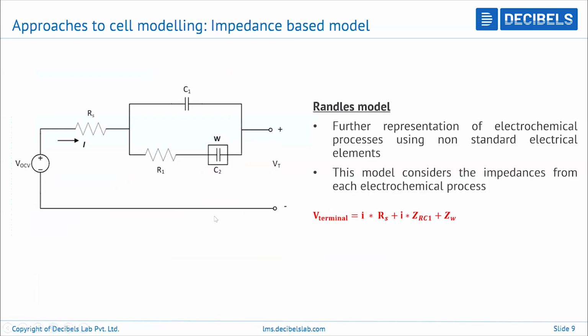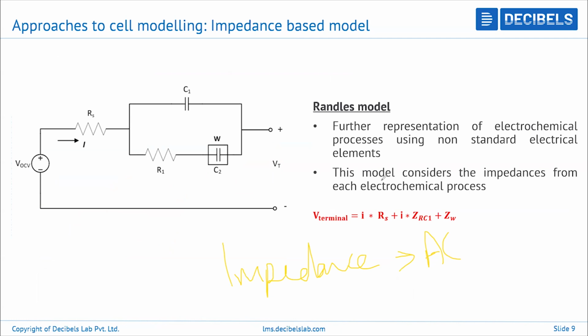So we also talked about the impedance-based model, a basic review on this. This is called Randles model. Randles model basically considers what we know as impedance, and impedance is derived from AC signals. If you provide an AC input, we get an AC output.